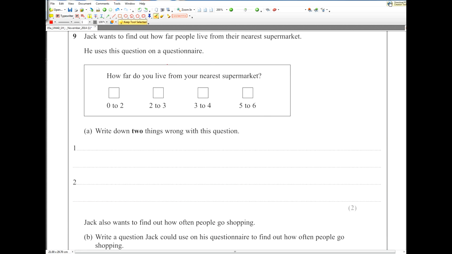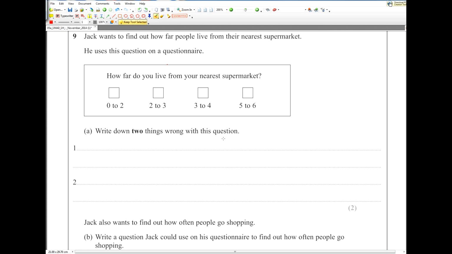Right, here we go. Jack wants to find out how far people live from the nearest supermarket. He used this question on a questionnaire: How far do you live from your nearest supermarket? The response boxes are 0 to 2, 2 to 3, 3 to 4, and 5 to 6.